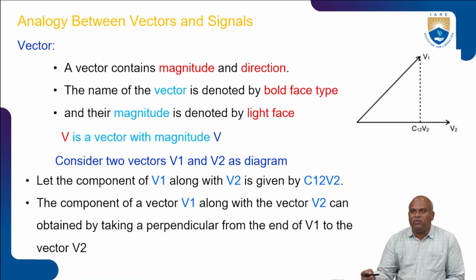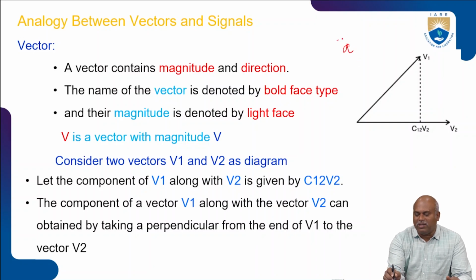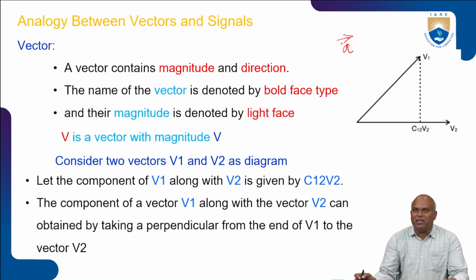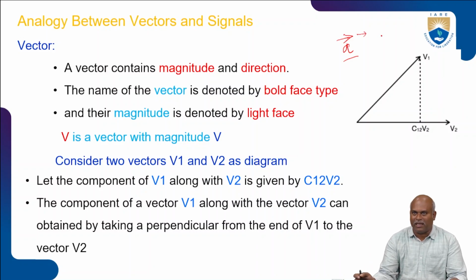We take two vectors, represented as V1 and V2. A vector consists of magnitude as well as direction. So we represent a vector for any variable, suppose we take A, with an arrow mark. The arrow mark is represented as a right direction.